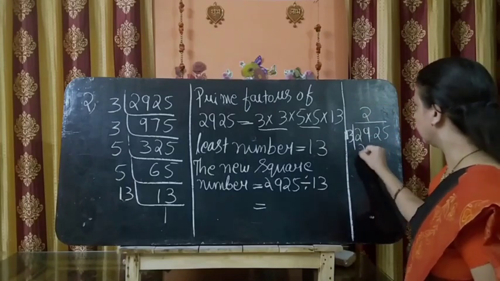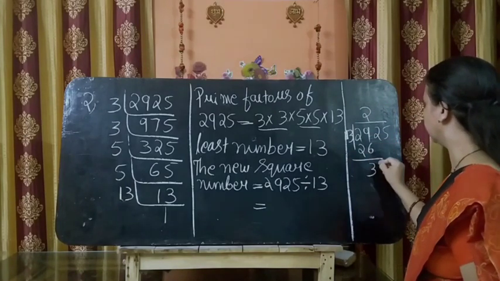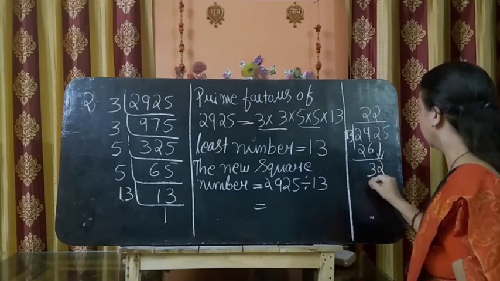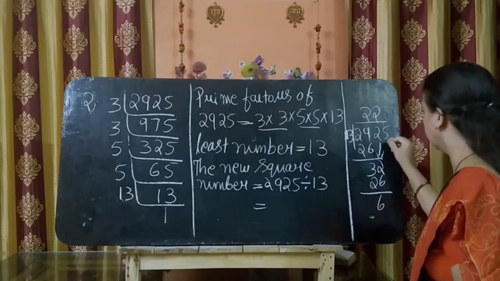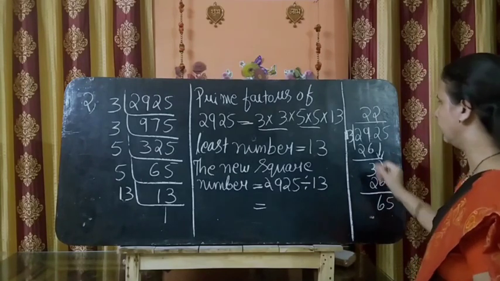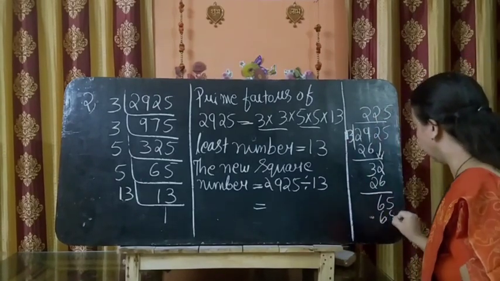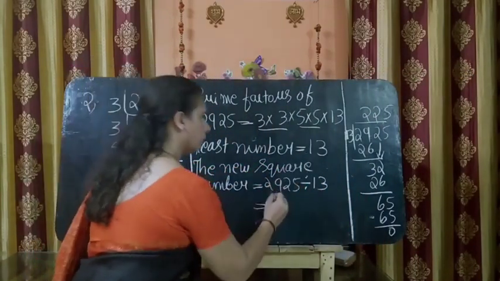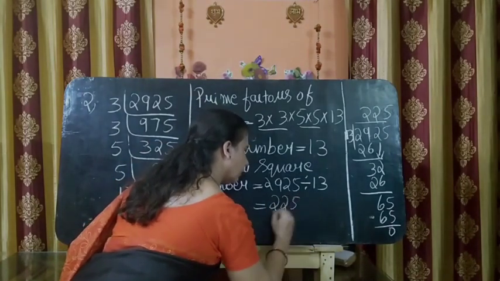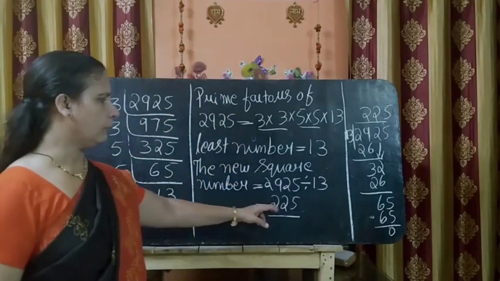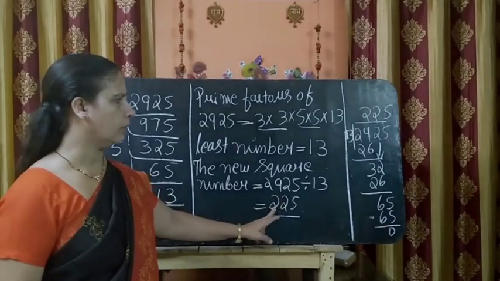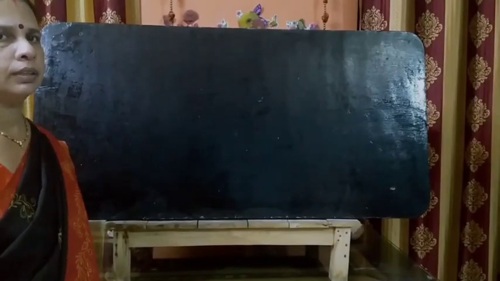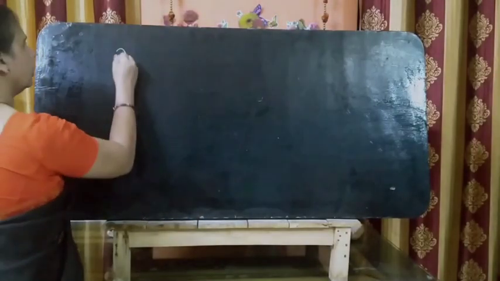13 2s are 26. Then 3 left, 2. Then 13 2s are 26. Then 6 left. Then take down 5 here, 65. 13 5s are 65. Then the new square number, which one? 225. After that, we have to find the square root of this number. Copy down this much. Then finding the square root of 225.